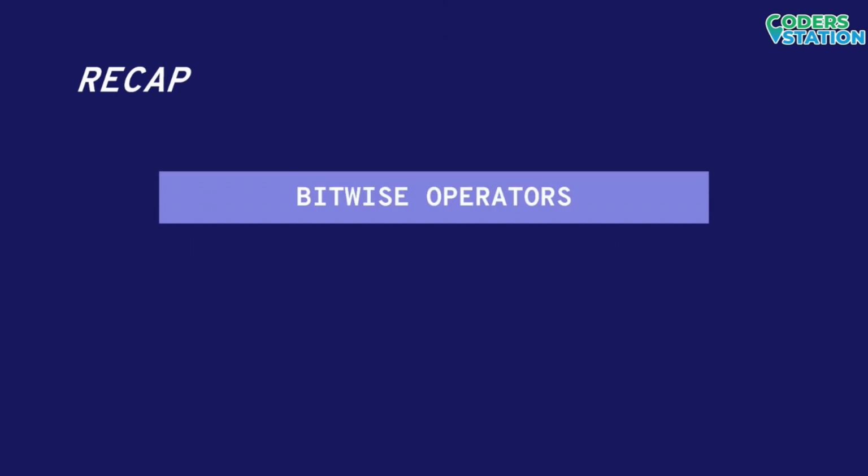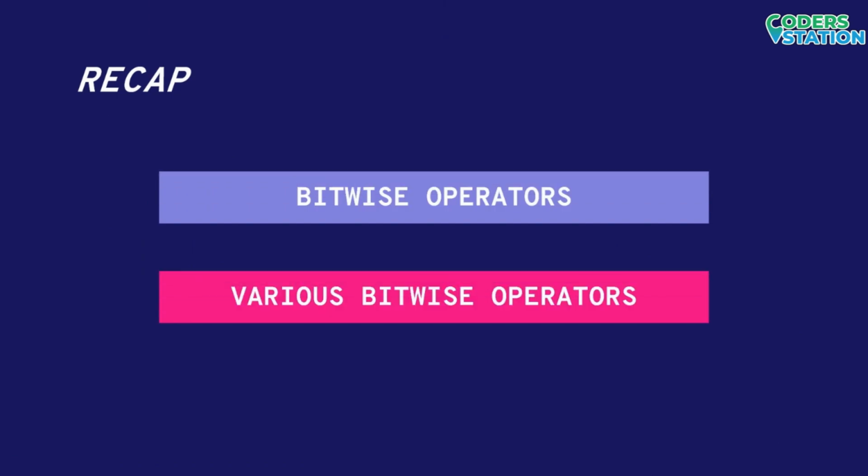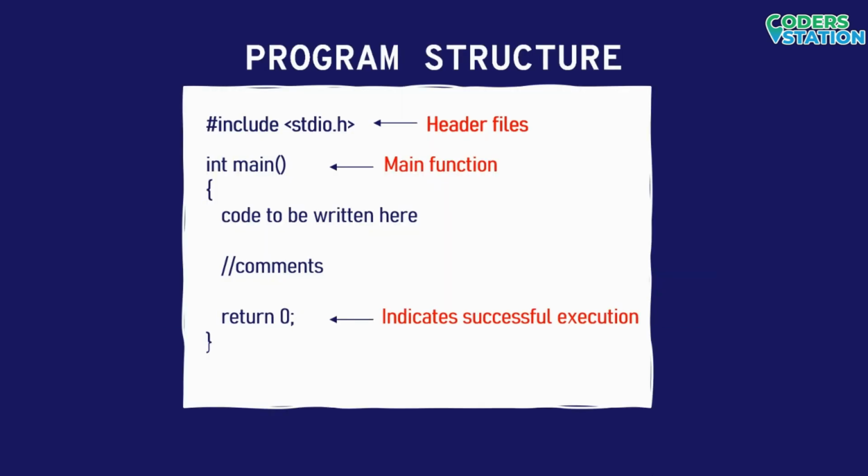Let's have a quick recap of what we have done in our previous video. In our last video, we saw the bitwise operators. So what are these bitwise operators? The bitwise operators perform operations on data at the bit level. If you want to know more about these bitwise operators, please watch our last video on this.